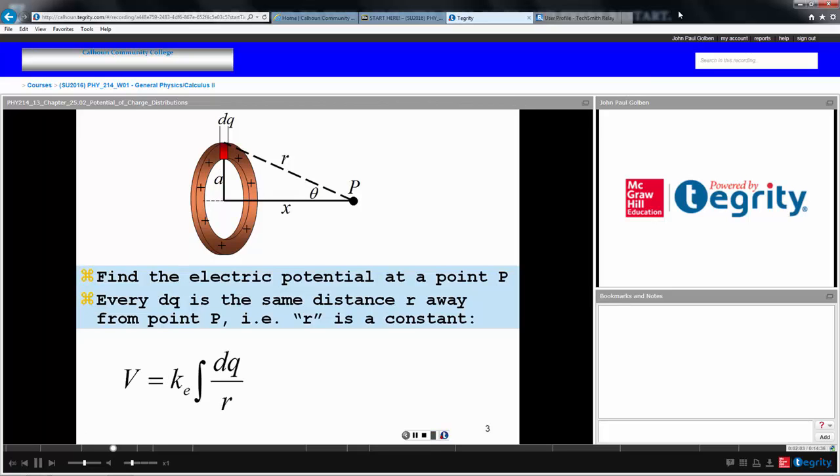So we would say our potential is equal to k integration of dq over r, but r is going to be constant because it's not going to change as we go around this ring. So we can take that out of the integral, and so we would have k over r integration of dq around this ring, and hence our potential would simply be kq over r. It would look like a point charge.